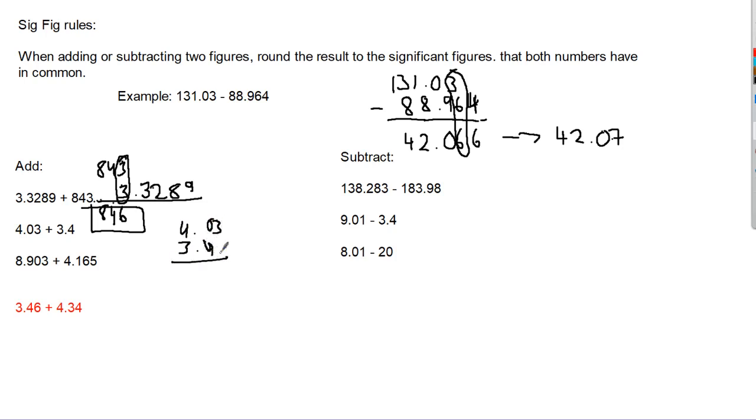Alright, 4.03 plus 3.4 is equal to 7.43, but we only take the 7.4 because the closest amount of significant figures that both numbers have in common is the tenths unit, and it's the most to the right.